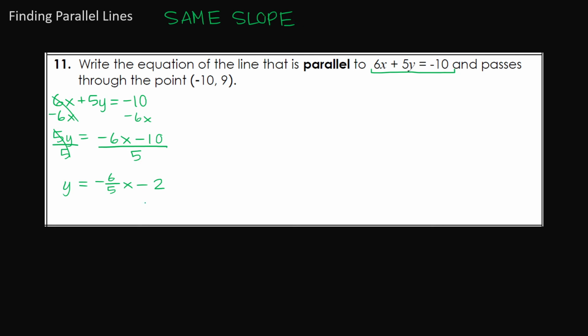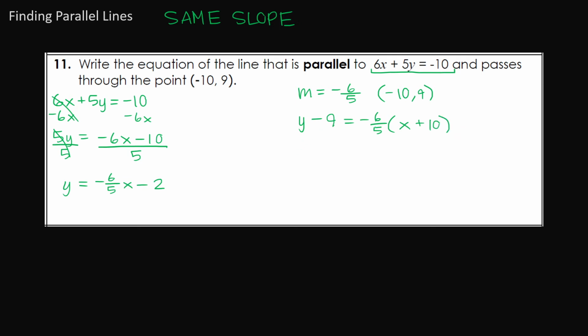And we want to write an equation that's parallel to this line, which means our slope of the new line is going to be negative 6/5. And we're going to use the point negative 10, 9. So let's write our new equation in point-slope form. y minus y1, which is positive 9, is equal to the slope, which is negative 6/5, times x minus negative 10, which is just x plus 10.